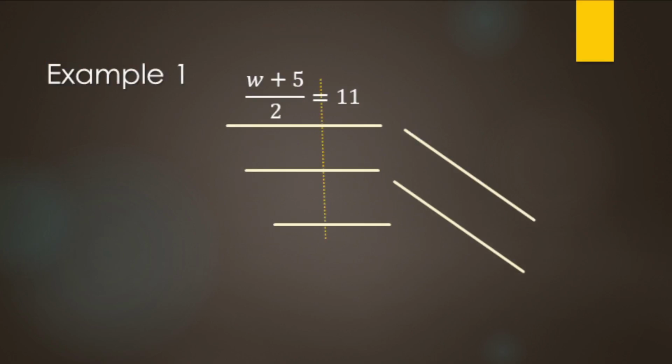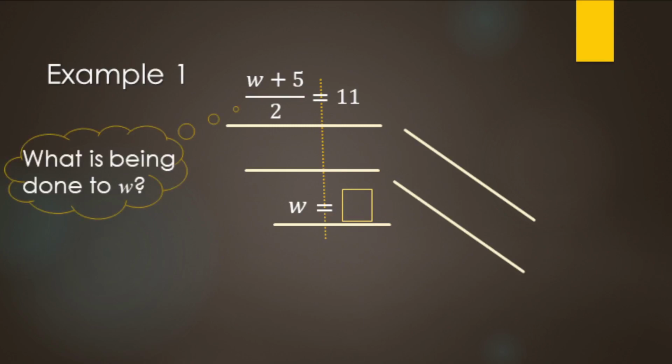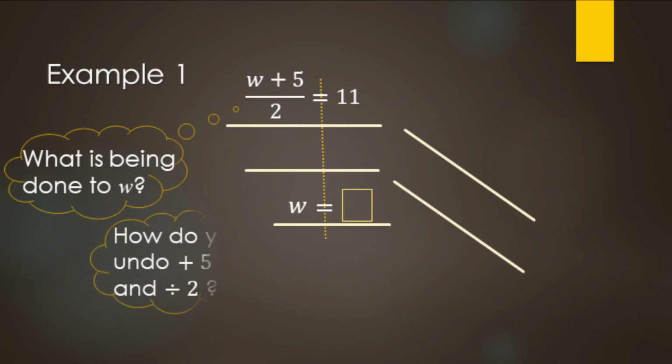So we have our equation. We notice our variable is on the left, so at the bottom of our scratch paper, we're going to have the variable on the left equals and then the value. And just like solving any other two-step equation, we start out by asking what's being done to our variable. Well, thinking order of operations, we're going to add 5 and then we're going to divide by 2. So we need to undo that. We're going to undo a plus 5 and a divide by 2.